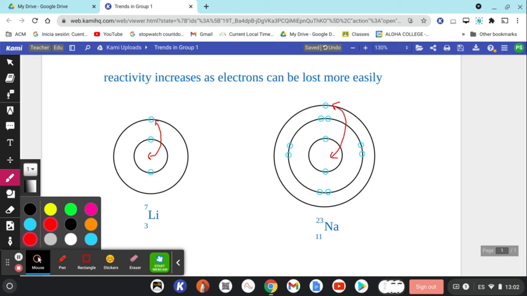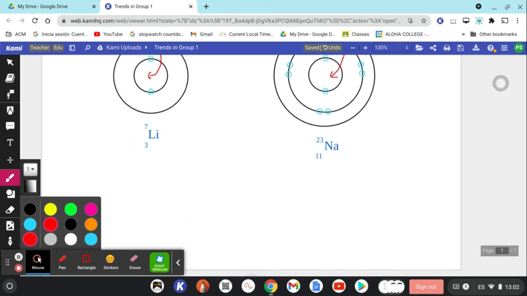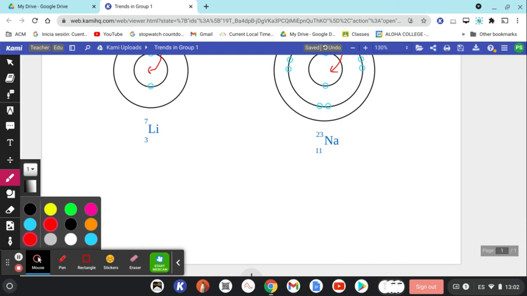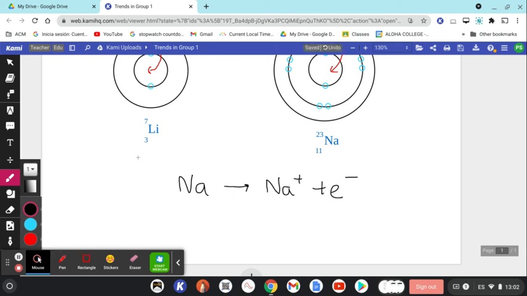Now, what does this have to do with reactivity? Well, metals, when they react, are losing electrons. So from sodium atom to the sodium ion. So the more easily you can lose an electron, the more likely you are to react. Now we see this trend when you react with water. Sodium is more reactive when it reacts with water than lithium.